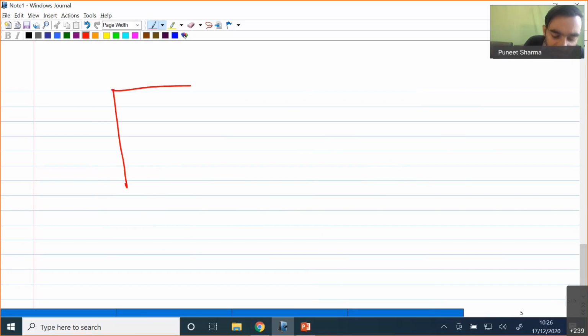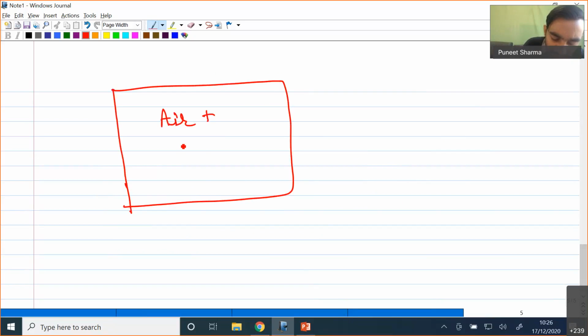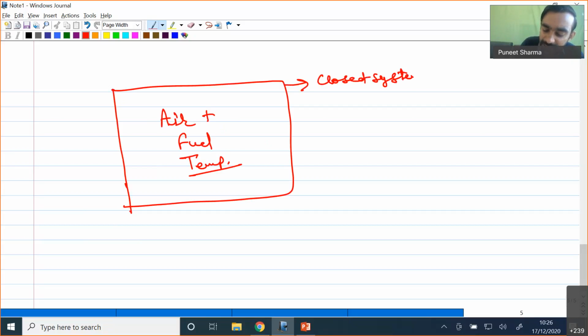Let us consider that we have some container, and inside this container we have a mixture of air plus fuel, and this mixture is at a certain initial temperature which can ignite it. Now if I say that this container is closed, then this is my closed system, because we will not be having any interaction of mass.